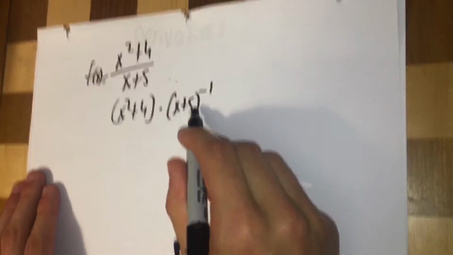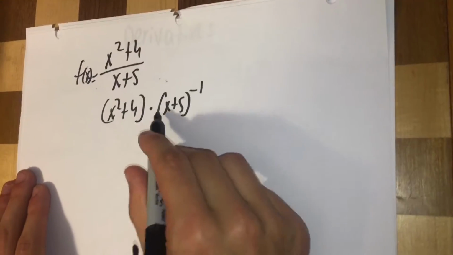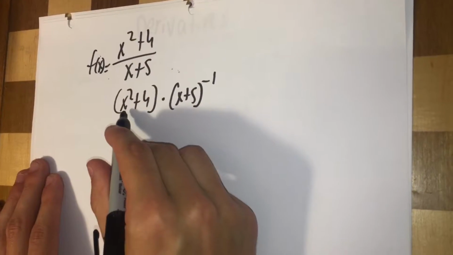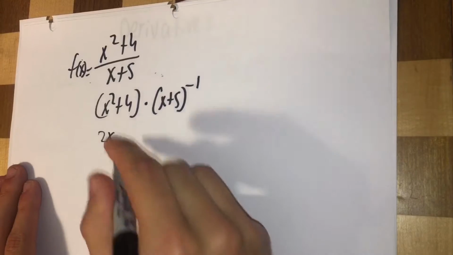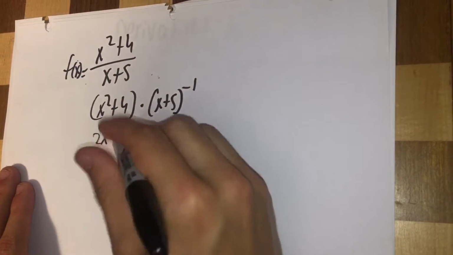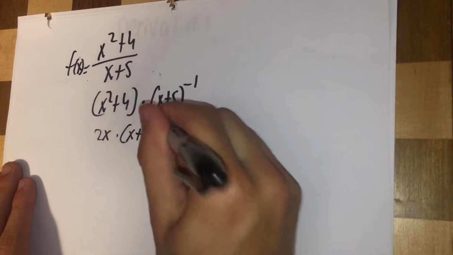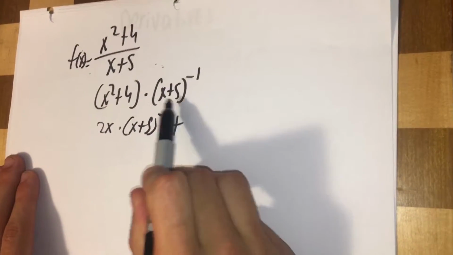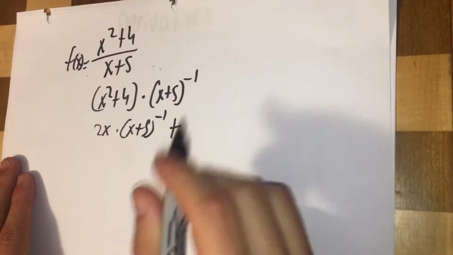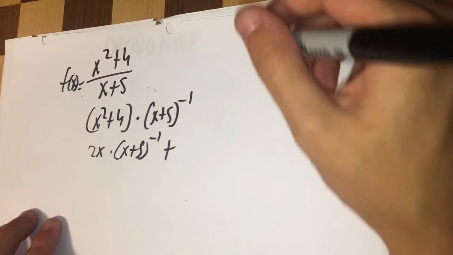So first let's start by taking the derivative of our first function, which would be u, and we would get 2x, and then multiply it by our (x plus 5) to the negative first power, and then add that to this. So what we would have to do to take the derivative of this right here, this quantity, is our chain rule.